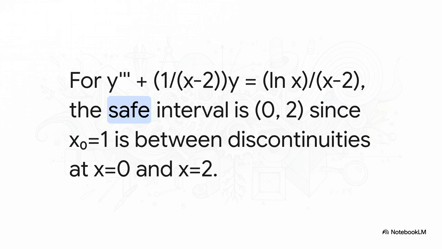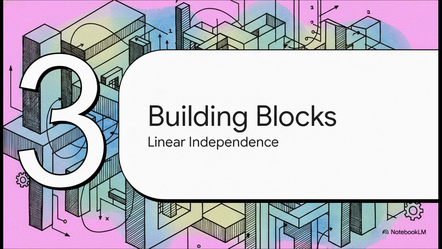That is our guaranteed safe zone. Cool. So now we know where a solution can exist. But what's the solution actually made of? Well, these solutions are built from a set of functions. And just like the foundation of a house, those building blocks have to be solid. And more importantly, they need to be independent of each other, which brings us to our next big idea.